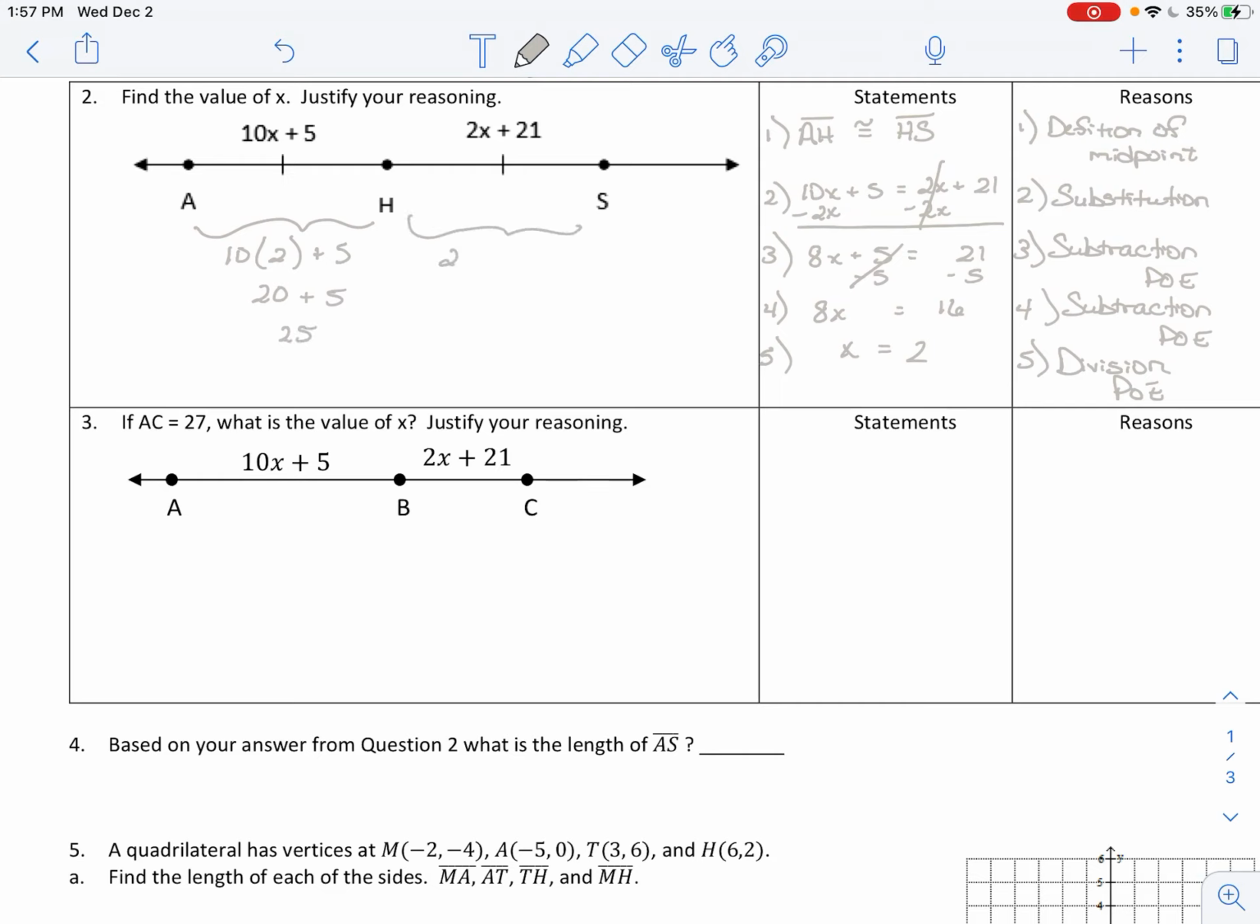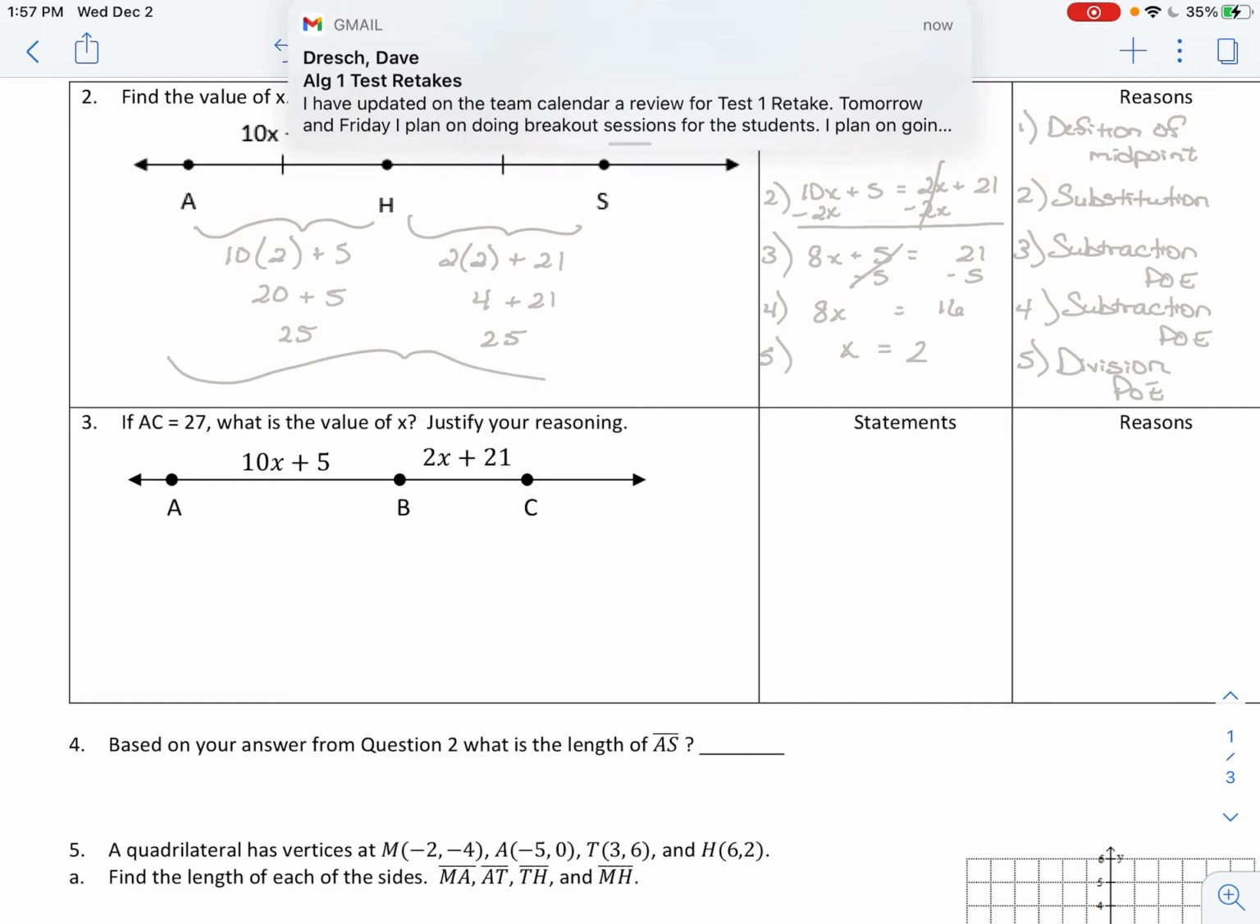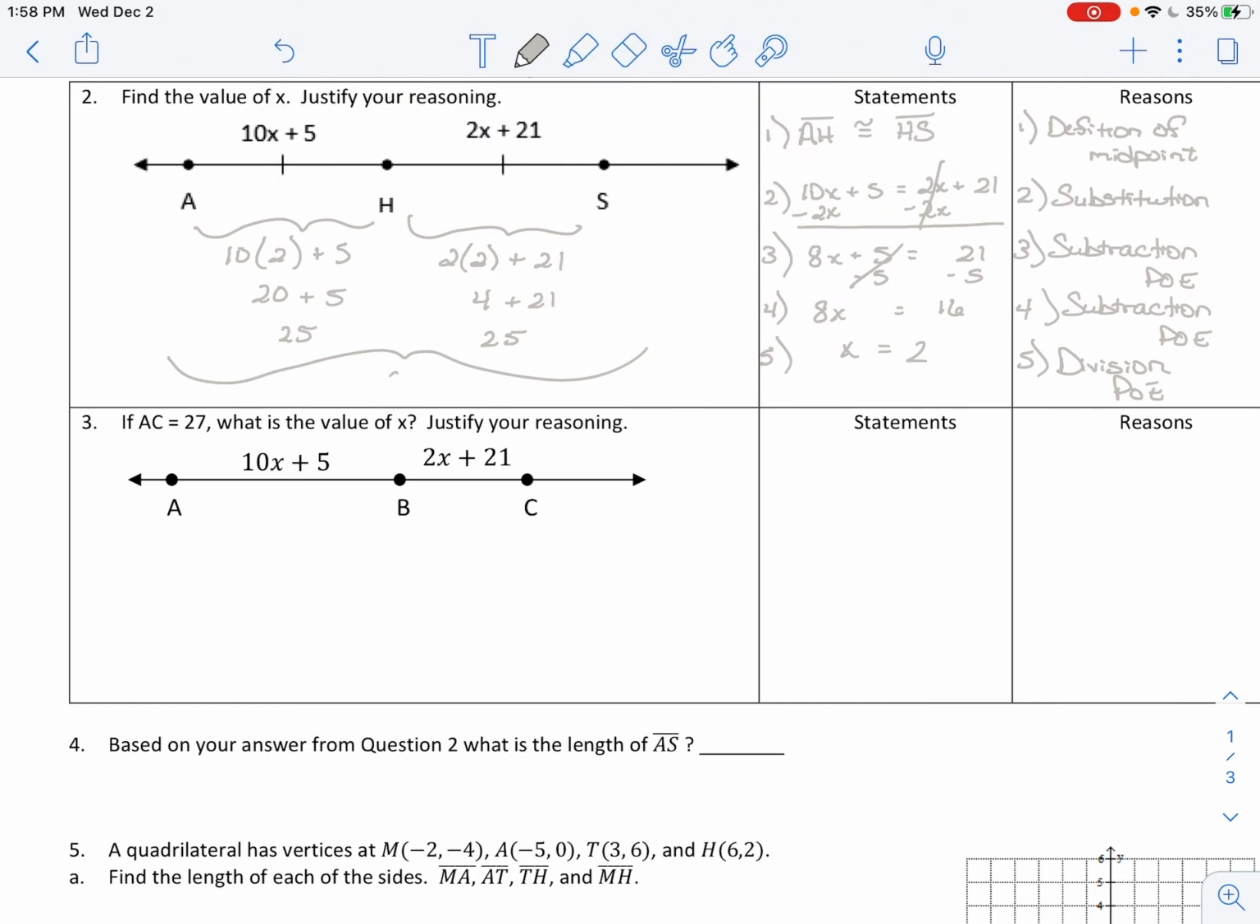On this one, I'm going to do 2 times 2 plus 21, which is not a coincidence to get another 25. We started this problem saying that those two sections are the same. So I am going to then just say, well, if these two sections are both 25, then the whole length has to be 50. So the answer to number 4 is 50.